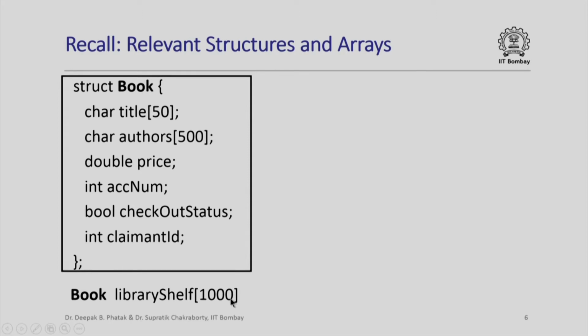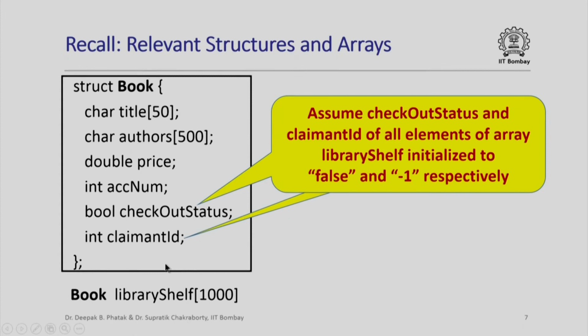We had decided that the library is going to have 1000 books, and for purposes of our programming we had also assumed that every element of library shelf will have its checkout status and claimant ID members initialized to false and -1. Checkout status being false means the book has not been checked out, and claimant ID being -1 means there are no current claimants for this book.